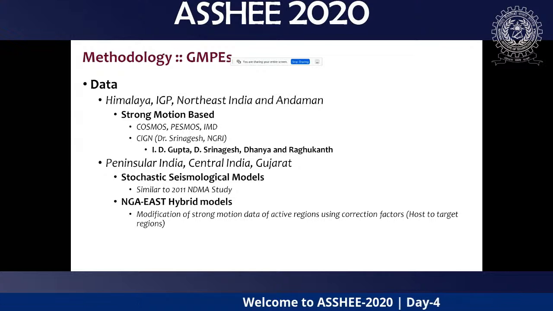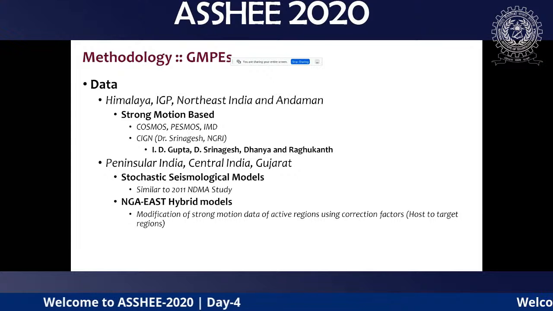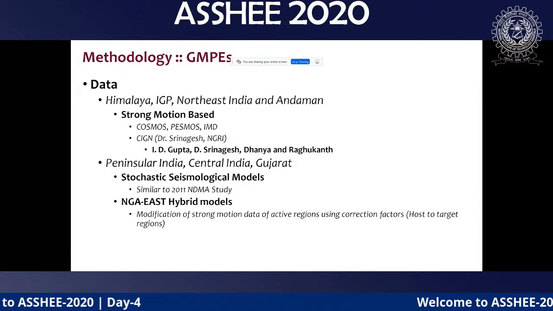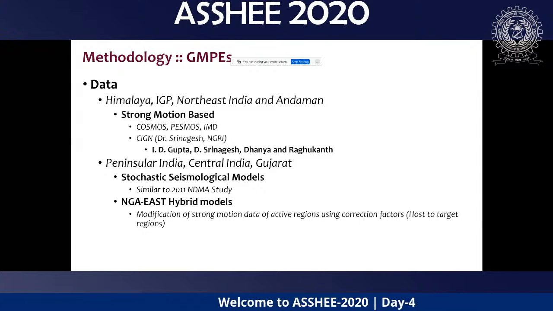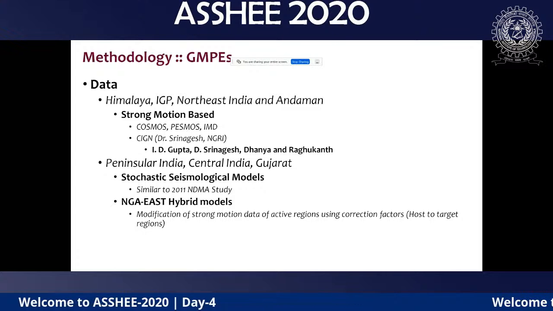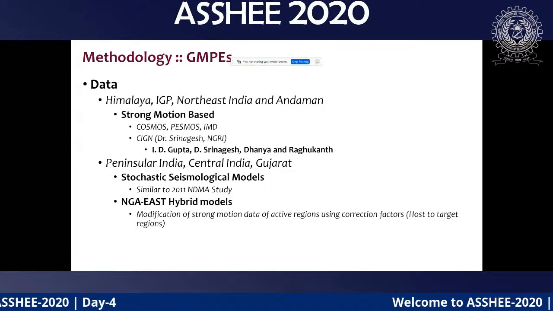A huge network, installed by the NGRI group. So many data sets have come. So many people have published ground motion prediction equations based on the strong motion data. So the Indian building committee felt that our GMPEs in the Himalayas and the IGP in Northeast India should be based on this strong motion data.